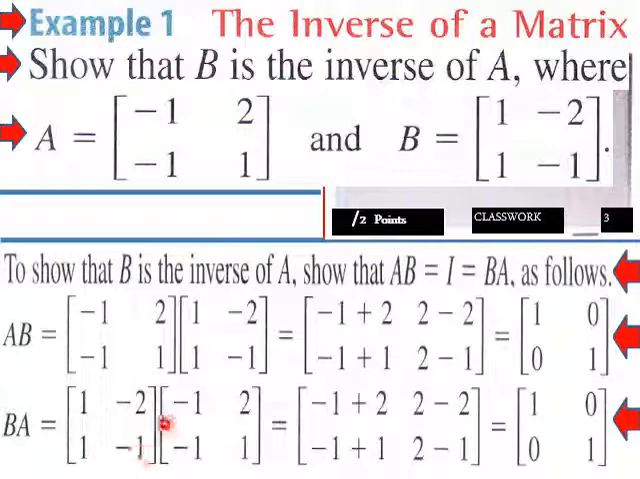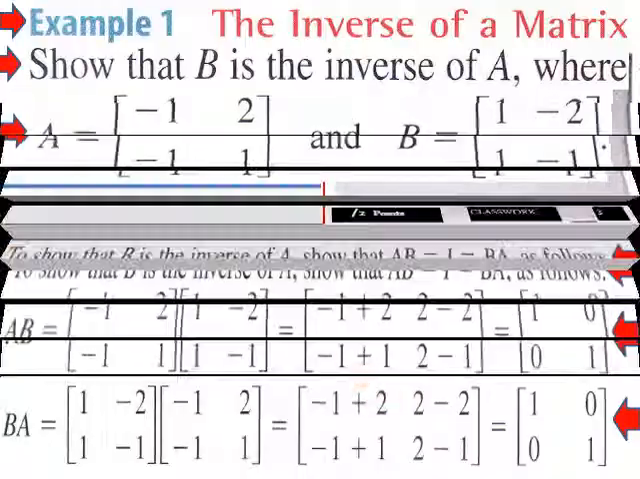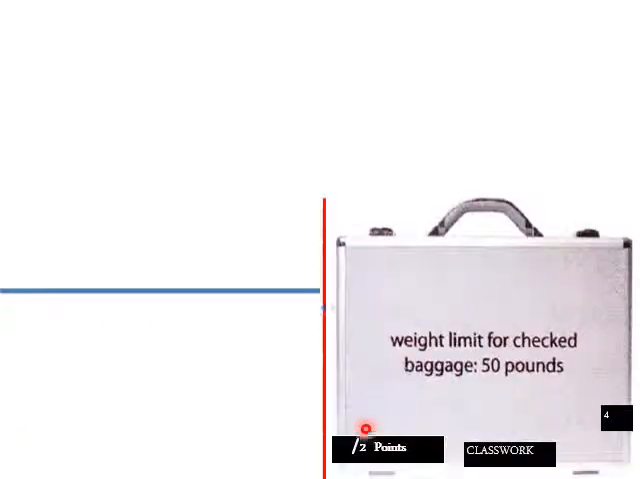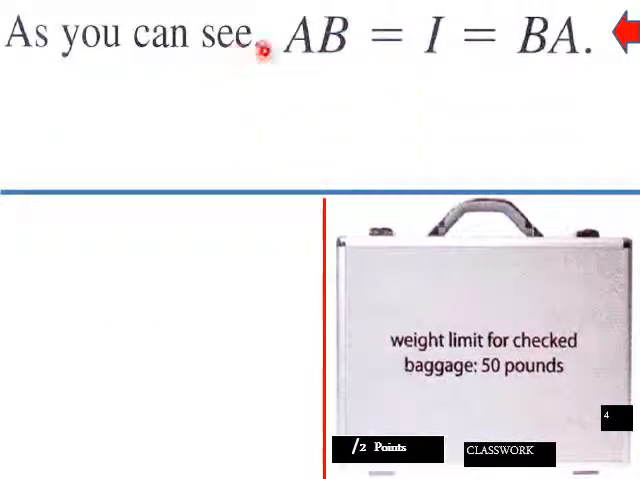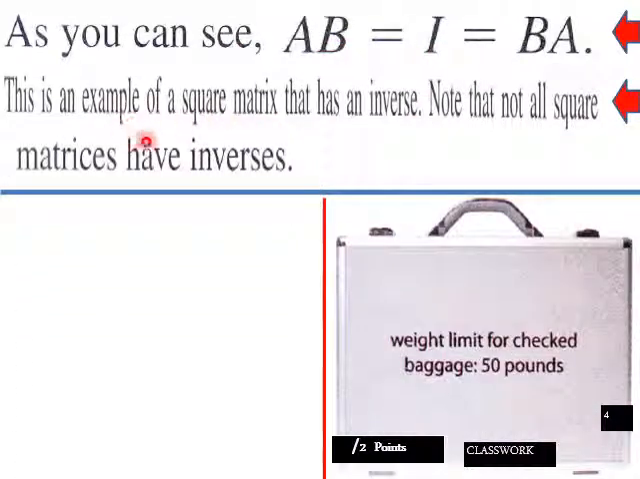And then BA, we just move this over here and this over here. And then we get the same situation where we have an identity matrix when we change our multiplication around like that. As you can see, AB equals I equals BA. This is an example of a square matrix that has an inverse. Note that not all square matrices have inverses.